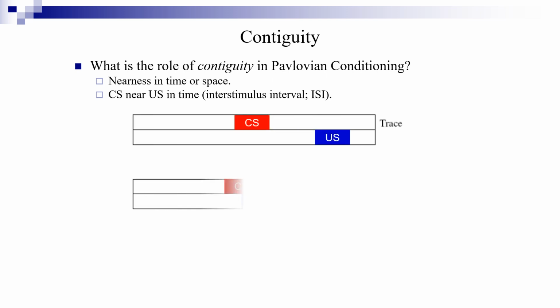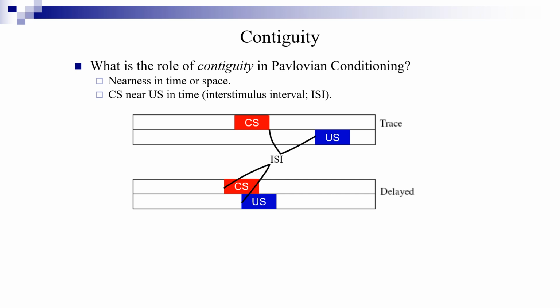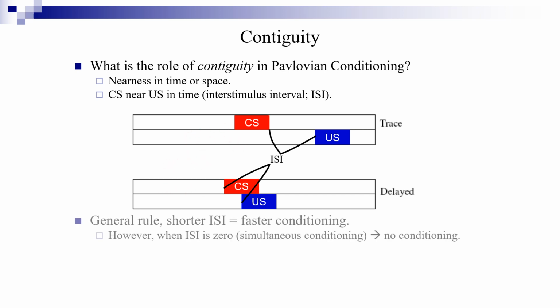Now, if we look at trace conditioning versus delayed conditioning, which one has the shorter ISI? And there we go. We have a larger ISI with trace conditioning, a smaller with delayed conditioning. And again, our general rule is the shorter the ISI, the faster the conditioning. However, remember that when the ISI is 0, so when there is no time between the CS and the US presentation, like with simultaneous conditioning, where the CS and US are presented at the exact same time, the ISI is 0. And what we have in that case is no conditioning at all. All right, so the general rule, the shorter the ISI, the faster the conditioning, except when the ISI is 0.